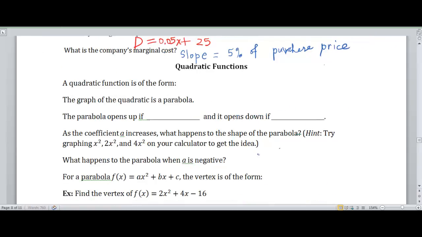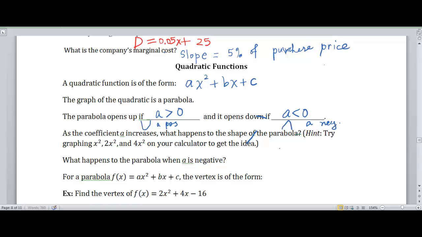Okay, so a quadratic function is of the form ax squared plus bx plus c. The graph of a quadratic is a parabola. The parabola opens up if a is positive, and the parabola opens down if a is negative.